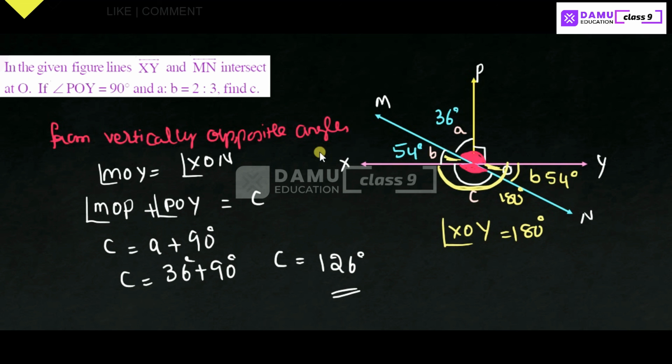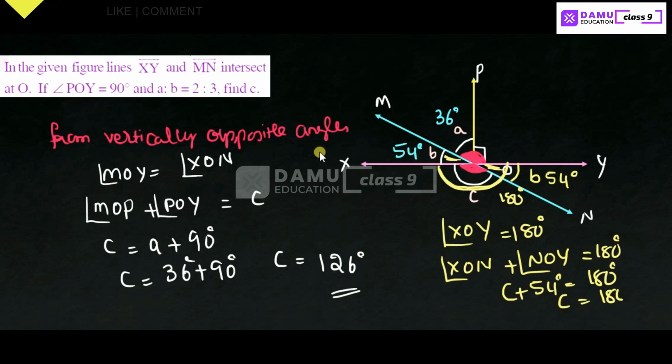This will be equal to the angle sum of XON plus NOY, which is 180. So NOY is nothing but 54 degrees. This one is C, so 180. So C will be equal to 180 minus 54. Then what will you get? 126 degrees. Like this also we can solve for the angles.